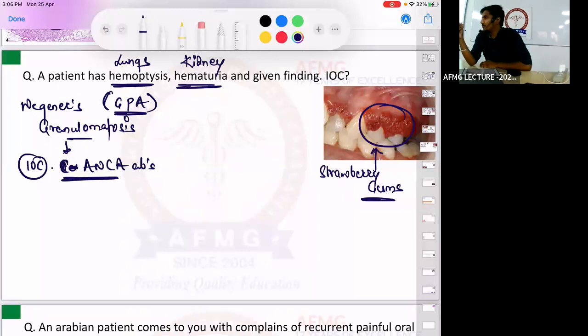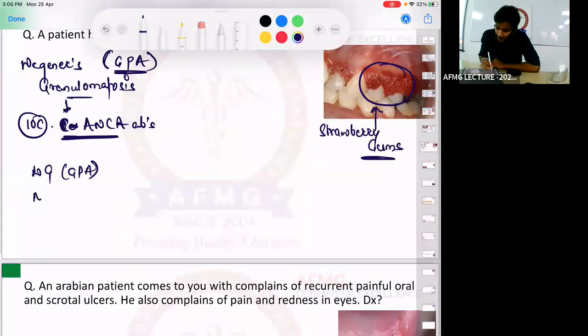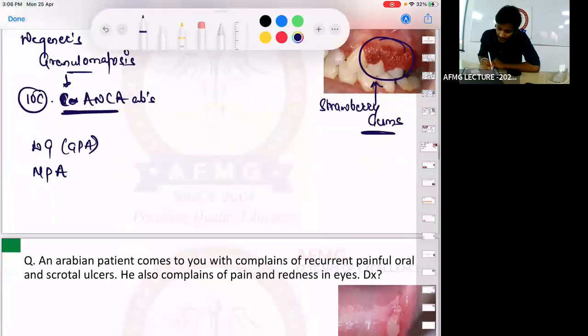Wegener's is also a small vessel vasculitis. It will also present with hemoptysis and hematuria. So how to differentiate Wegener's granulomatosis, nowadays known as granulomatosis with polyangiitis? The next is microscopic polyangiitis, and the last one is eosinophilic granulomatosis with polyangiitis. Eosinophilic granulomatosis with polyangiitis is the new name for Churg-Strauss syndrome.